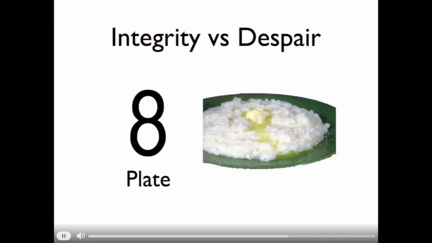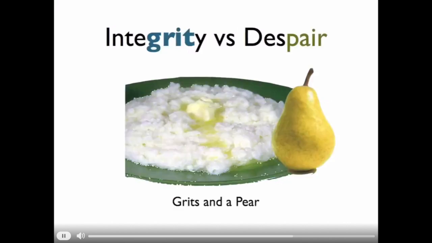The final one, number 8, integrity versus despair. 8 is a plate. Well, let's put some grits on those plates so we have some integrity versus despair. Let's put a pear there. So now when we think of number 8 in our plates, we put some grits on the plate and a pear right there, and we have it. So, do you have it down now?